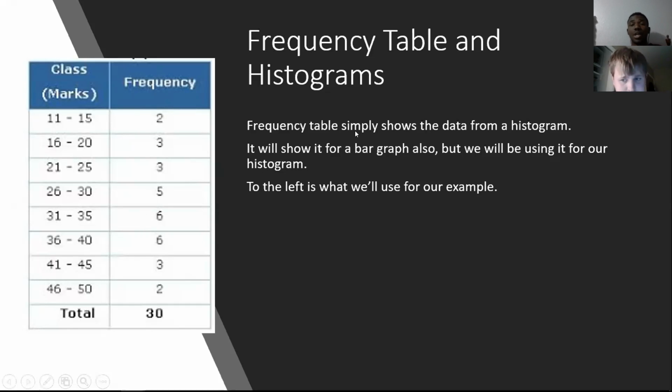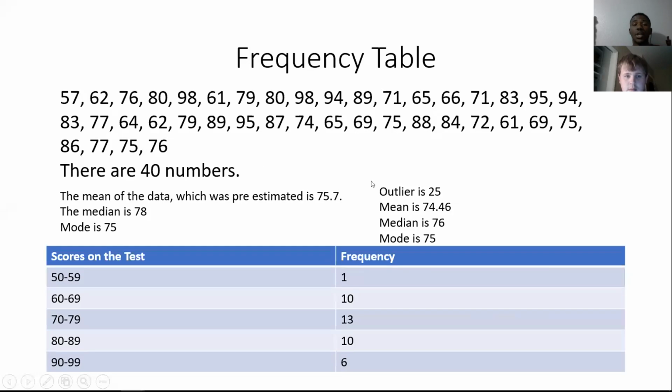And this is to show the data from a histogram. And it will show it for a bar graph as well. To the left are the numbers, and to the right is how many times each shows. Now, over here, if you added an outlier, like you asked, I had the numbers and I went ahead and did all this because it's a lot of numbers, okay? There's 40 numbers on here, and I don't want y'all to have to do this while I'm trying to teach this.